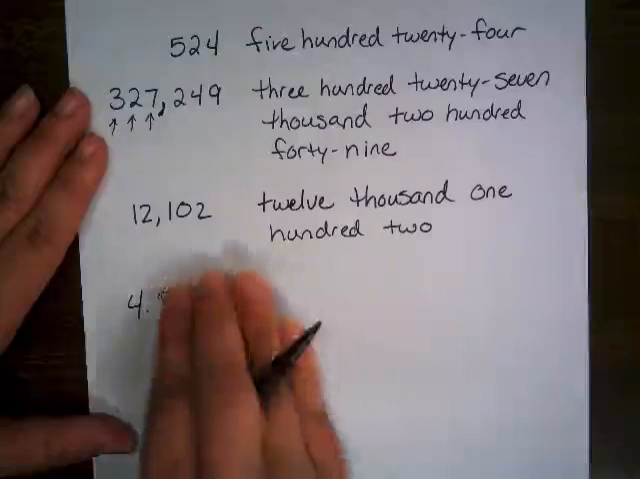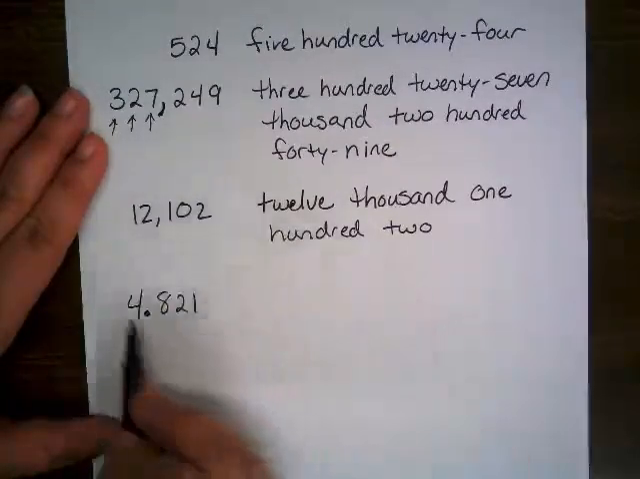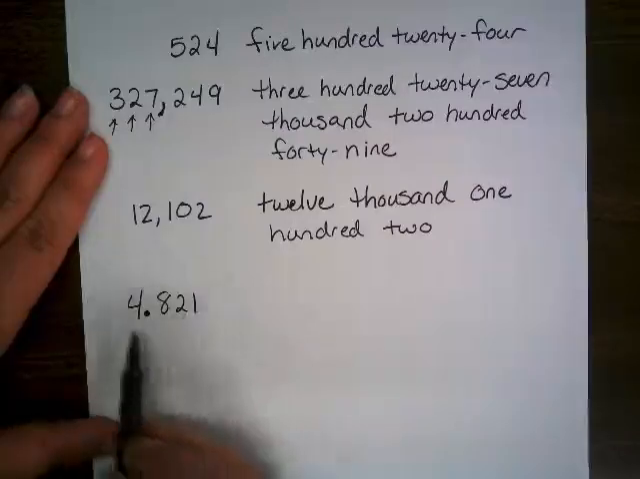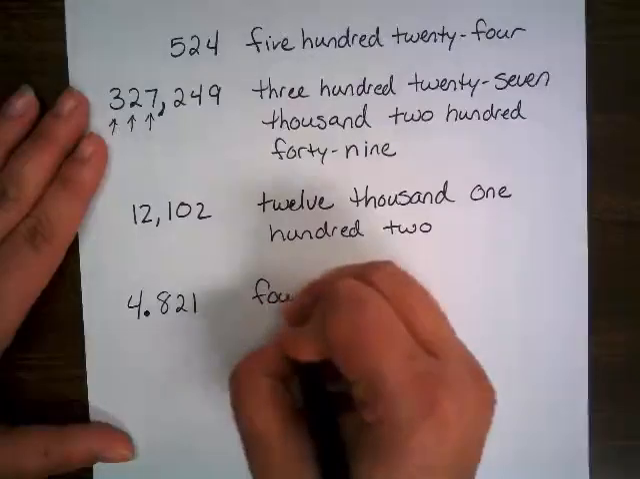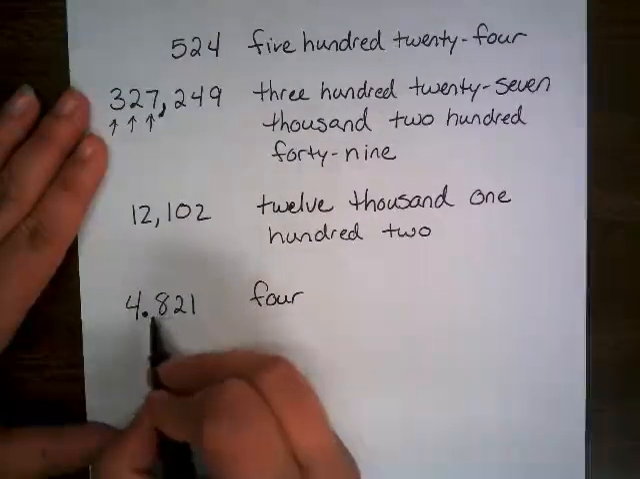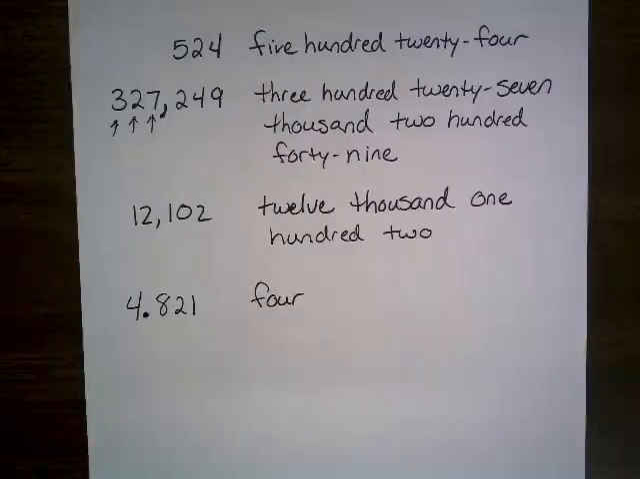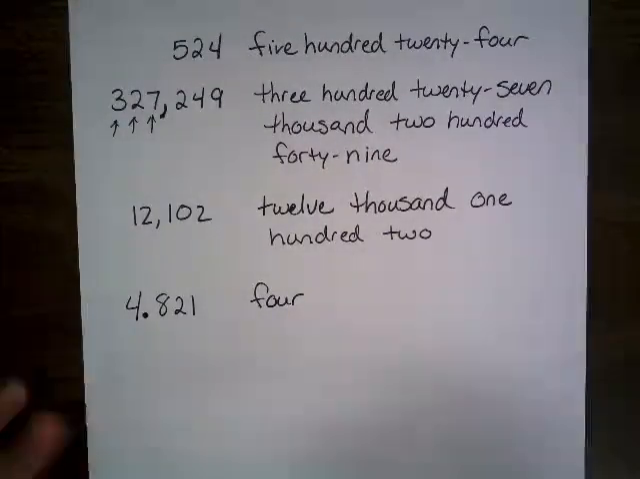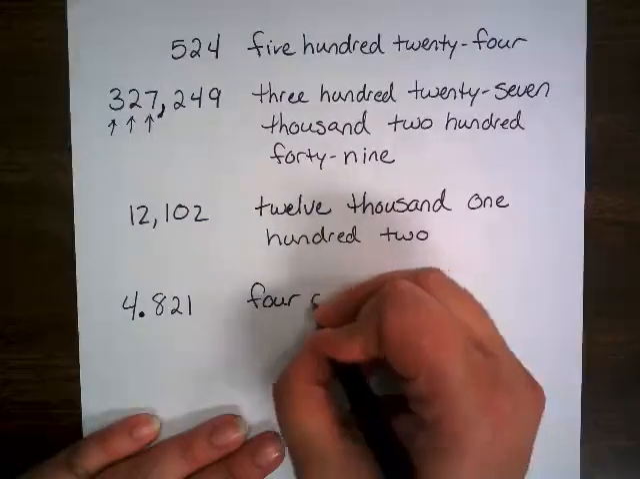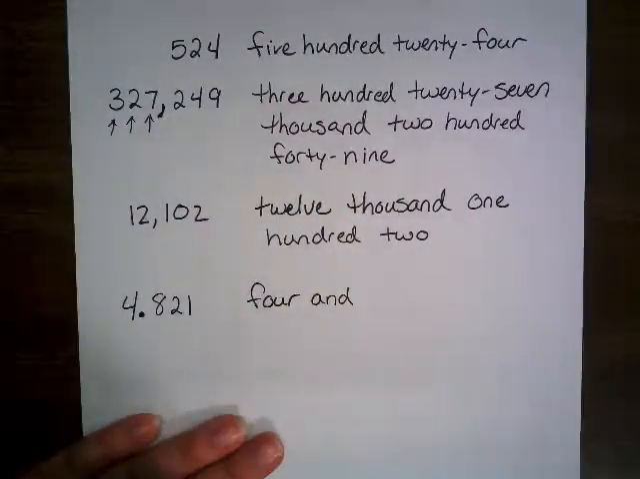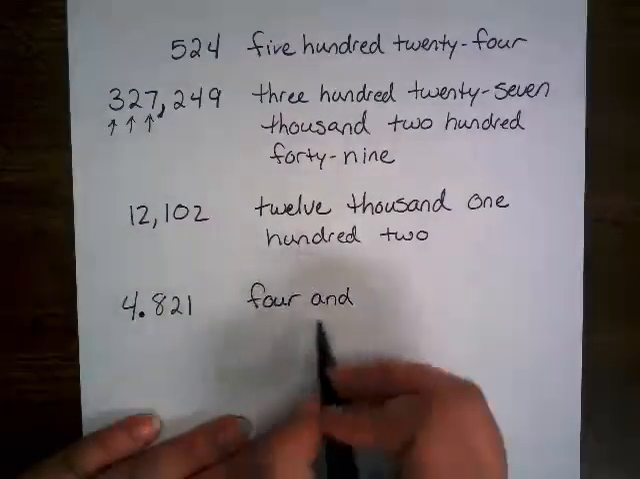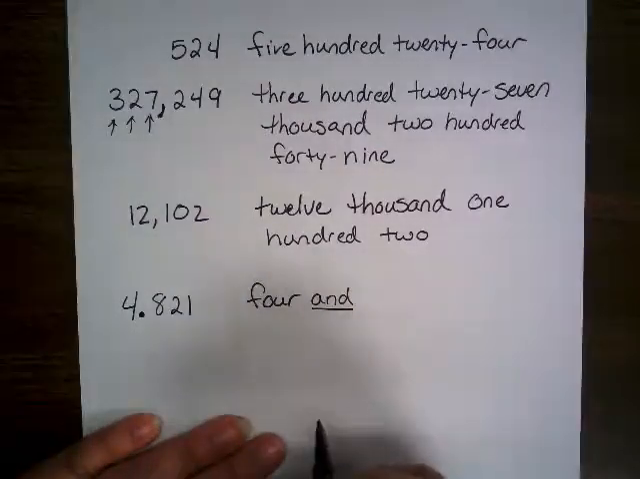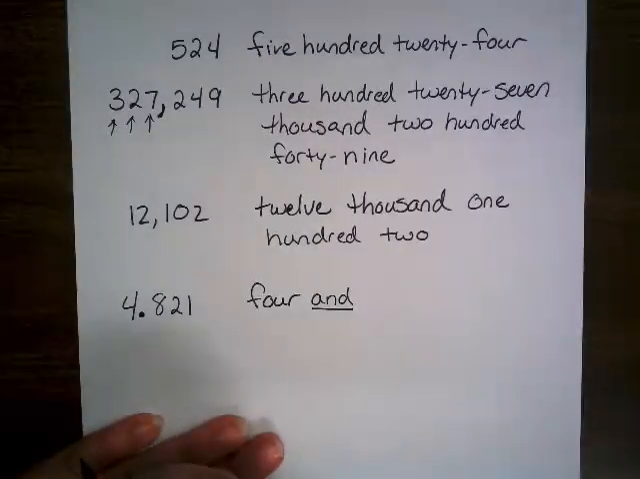4.821. So I have this decimal right here separating out my groups of 3. Everything before the decimal is just a 4, so I'm going to write 4. Now, when I see this decimal, there's a very, very secret word we use to tell when there's a decimal. I'm not going to write the word decimal. That's not correct. What I'm going to write is the word "and." When I read this number, I use the word "and" as a code word for a decimal.